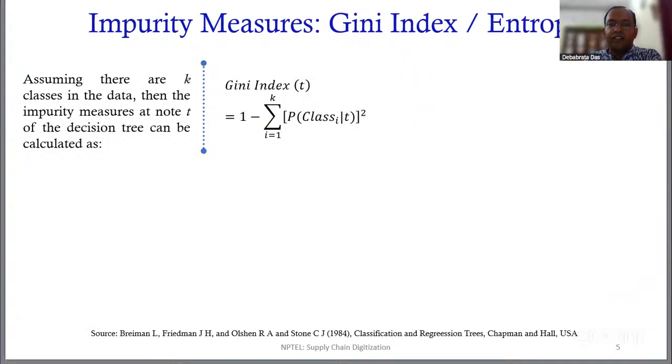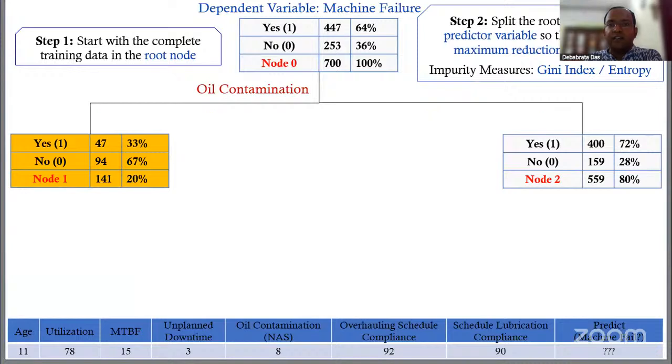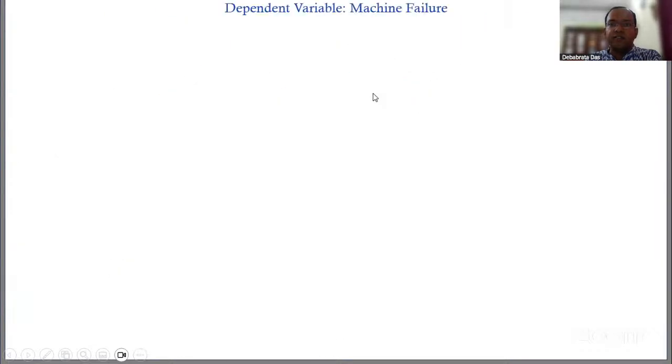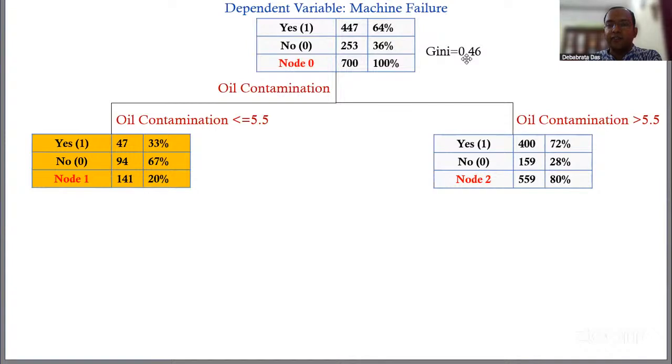Now if I go back and come here, at node 0, how much is my impurity? If I just show you the calculation, it is 0.46. That is the Gini value. Now my objective in a decision tree is to reduce this impurity. So if I split it with oil contamination and that too at cutoff 5.5, then my Gini at node 1 comes out to be 0.44, and Gini at node 2 comes out to be 0.40. So in both cases, Gini has reduced, but it may happen that in some node Gini has reduced while in another node Gini might actually increase. Therefore, I have to check the overall reduction in Gini.